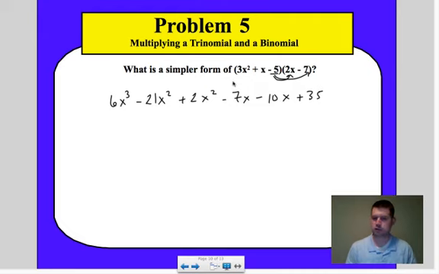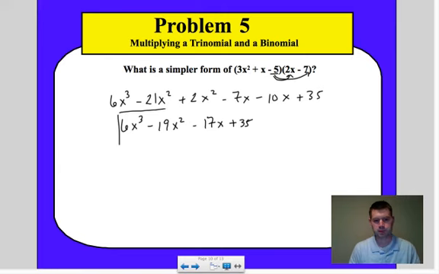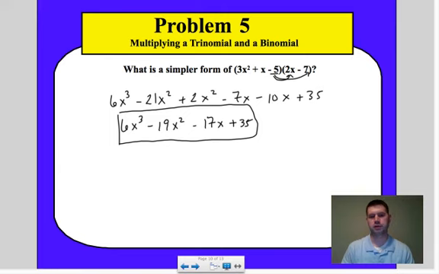Now I just go back and combine like terms. And if you do it this way, you'll notice that things kind of line up together. So kind of an idea that you can put out there. But we have 6x cubed. I have negative 21x squared, gain 2x squared, so that gives me a negative 19x squared. I have a negative 7x. Take away 10 more, I have a negative 17x. And then I have 35. So there is my answer to my trinomial and binomial.